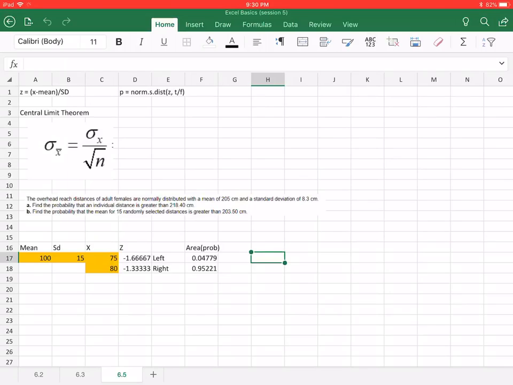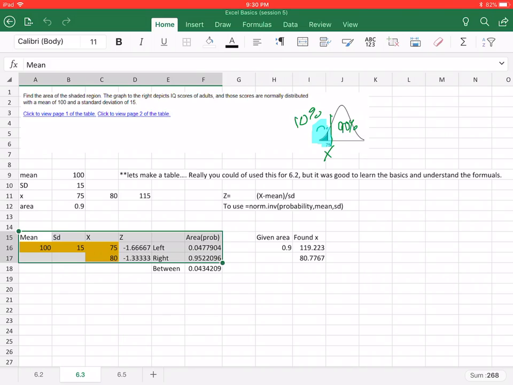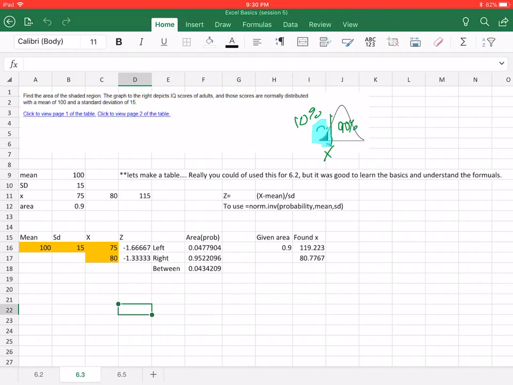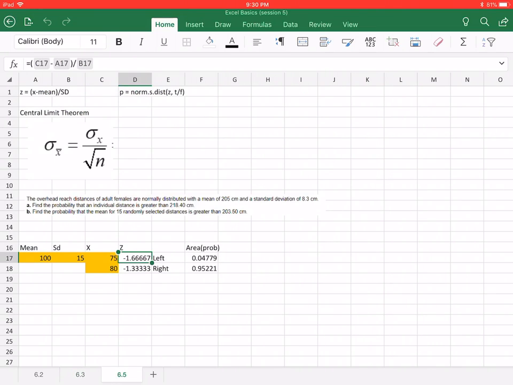Alright, so section 6.5 introduces the central limit theorem. What I've already done is I've taken the chart that we made in 6.3, so here you can see I've copied the chart. I left out the between. The between doesn't really come into play for the central limit theorem. If you want to include it, you can, but it's not really necessary. So back to 6.5, for this we're just going to end up extending the chart a little bit.